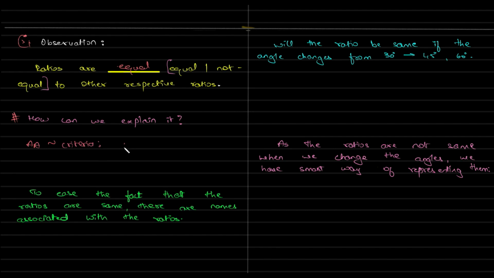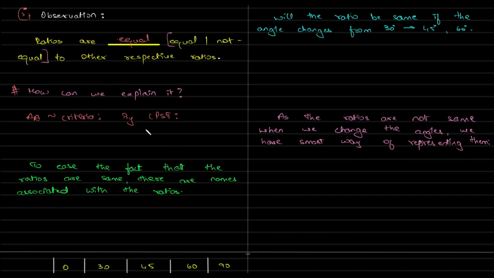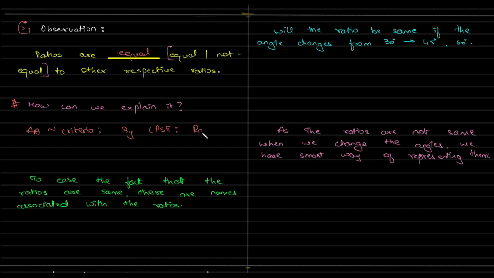So what can we conclude? By CPCST, corresponding parts of similar triangles, the ratios of corresponding sides should be equal.